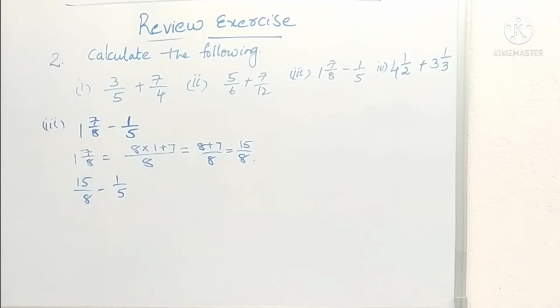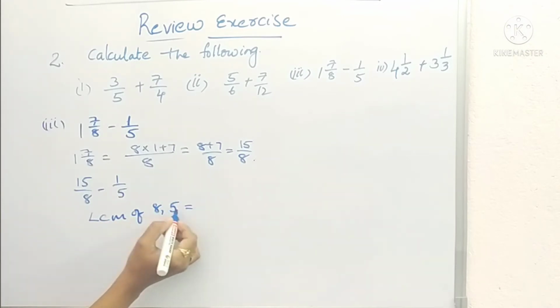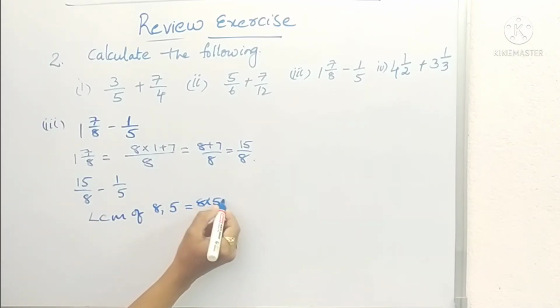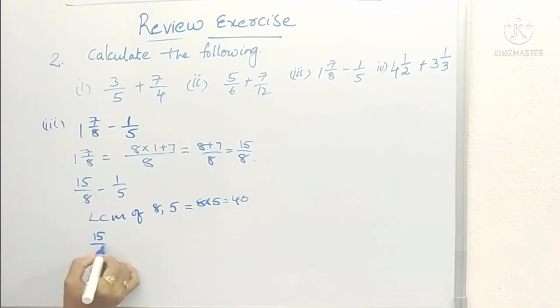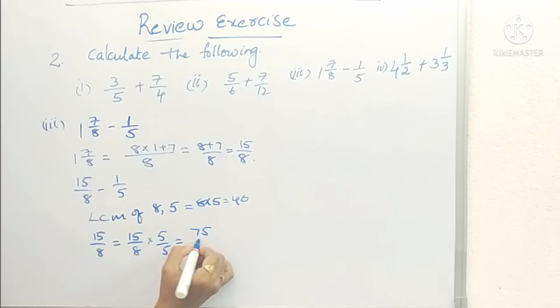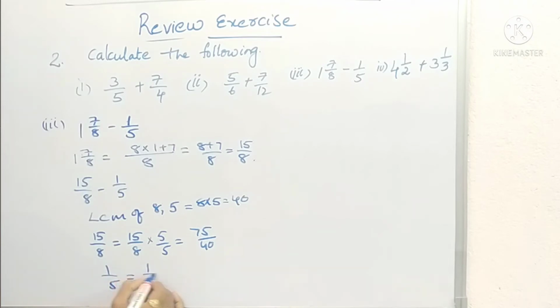Now both the denominators are different, right? So we have to take the LCM. LCM of 8, 5. 8 and 5 do not have common factors, so simply you multiply. 8 5s are 40. LCM is 40. So now take this 15 by 8. In the 8 table, 40 comes at 8 5s, right? So multiply by 5 by 5. 15 5s are 75, 8 5s are 40. And this 1 by 5.